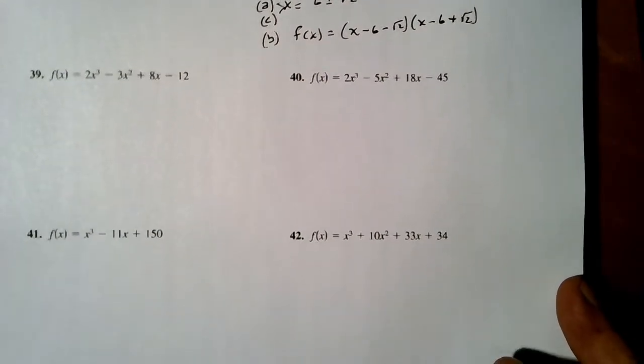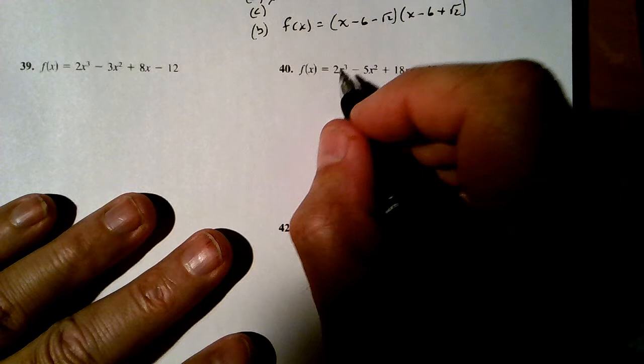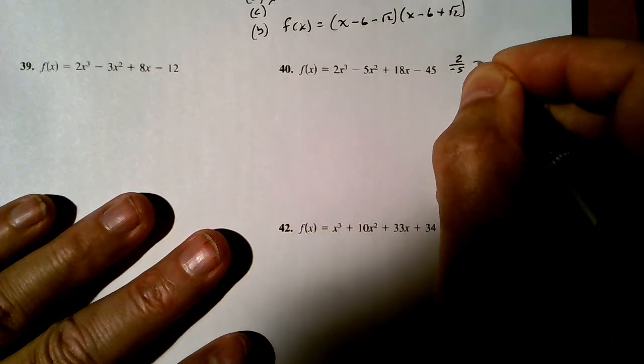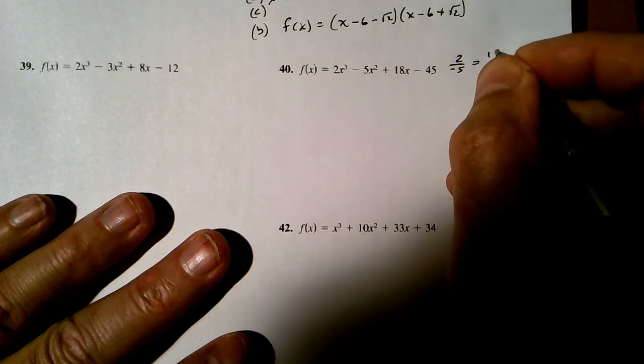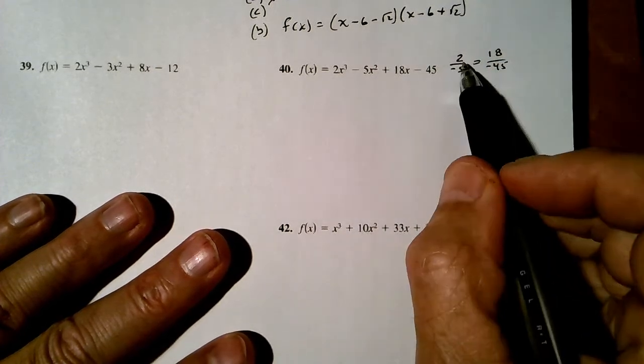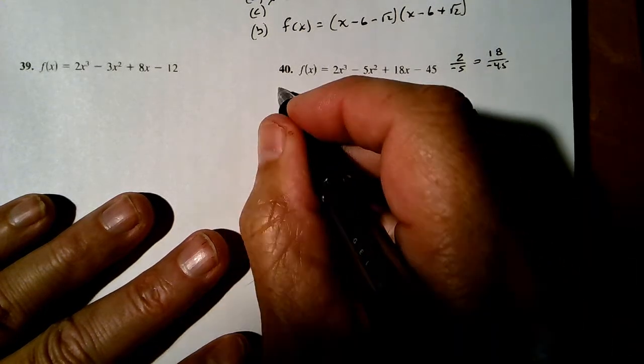40. Let's try our new trick for testing to see if we can factor by grouping. Why bother trying if we can't do it? So I want to check, is 2 times negative 5 the same as 18 times negative 45? Well, times 9 times 9, you bet it is. This thing factors by grouping.